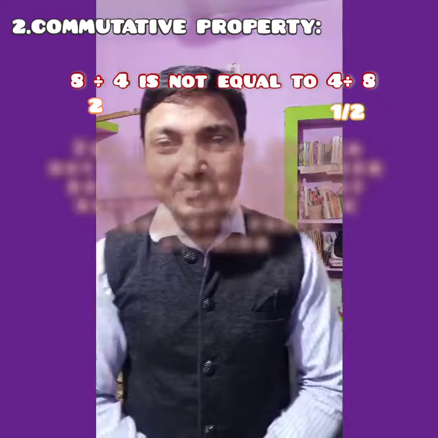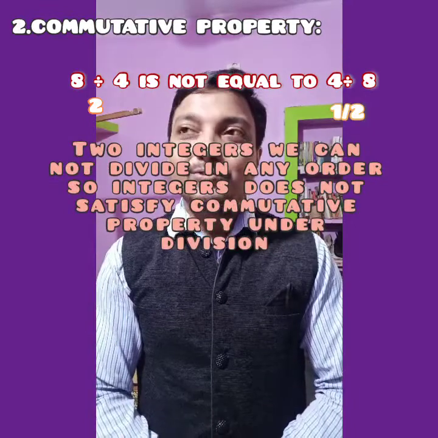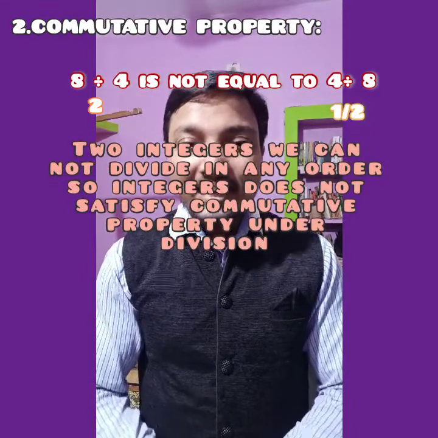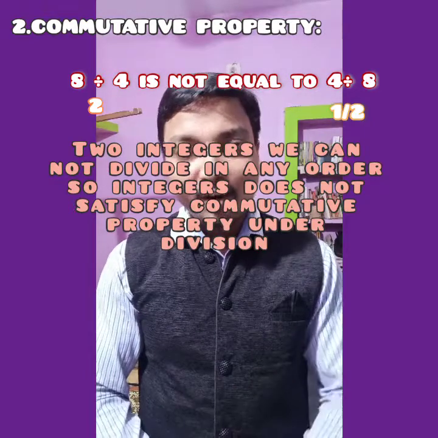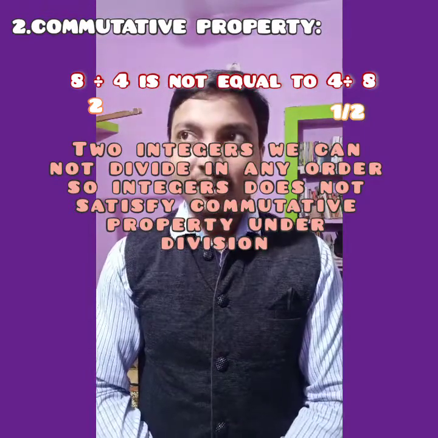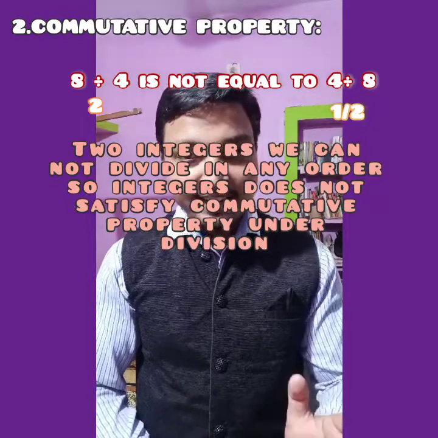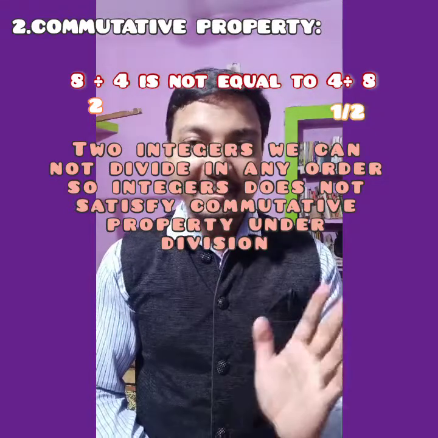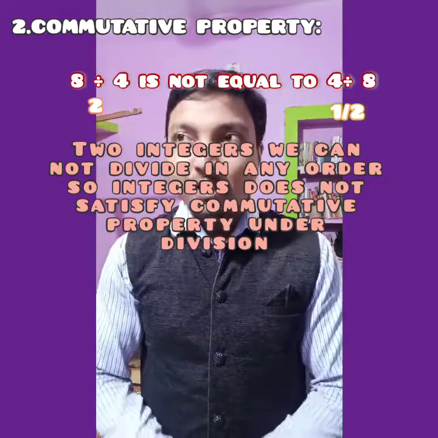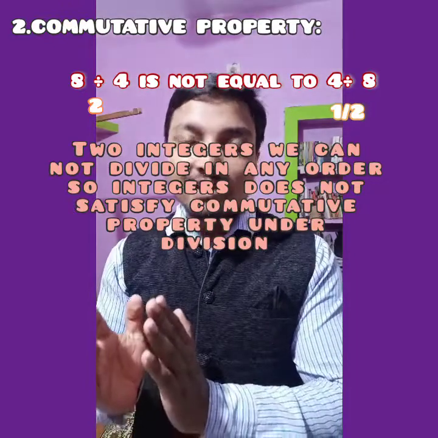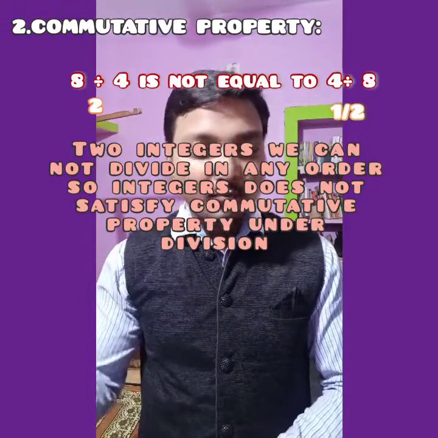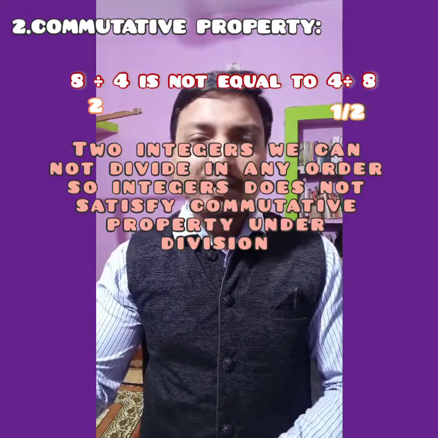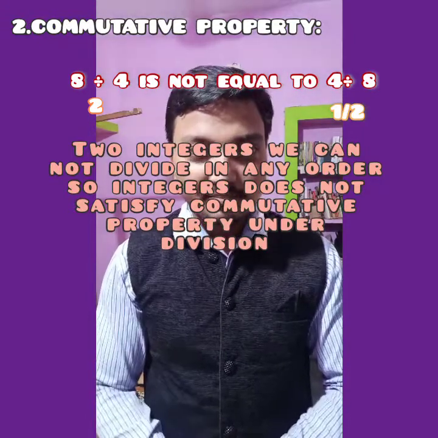So one thing is clear: two integers we cannot divide in any order. But two integers we can add in any order, also we can multiply in any order. But two integers we cannot subtract in any order, also we cannot divide in any order. Understood or not understood? So with one condition failed, there is no need to check for another. When it is not satisfying, the commutative property is not satisfied.